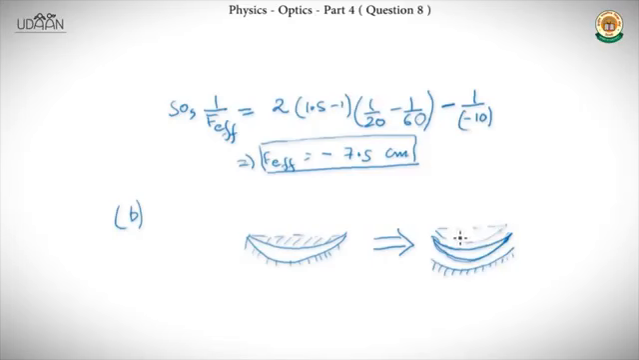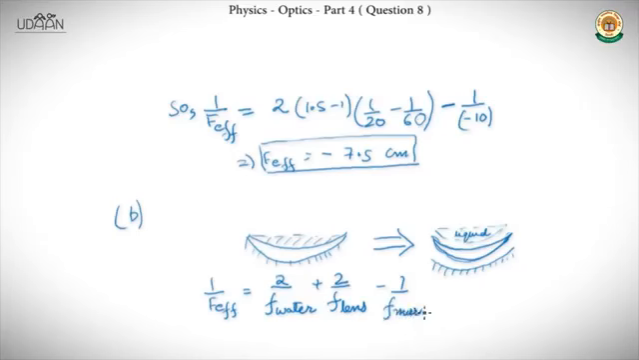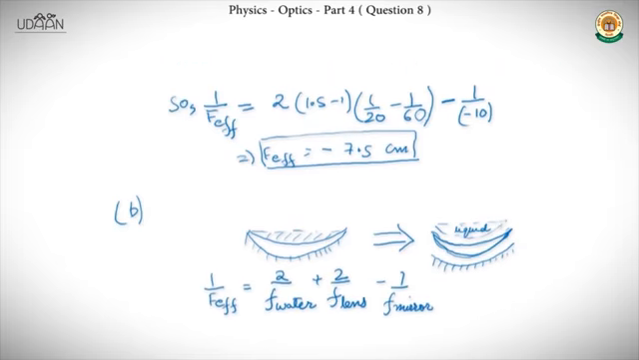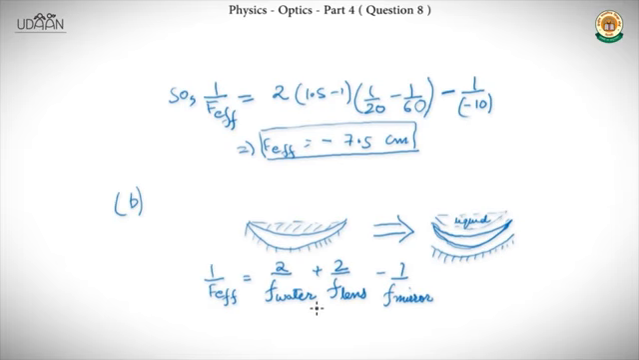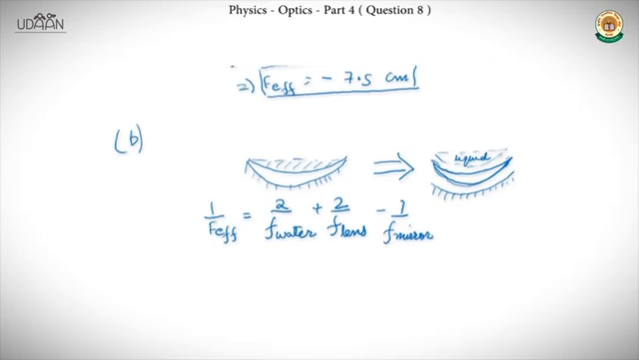This is the liquid. So in this case, 1 by f effective will be equal to 2 times the f of the liquid, which is water, plus 2 times the f of the lens minus 1 by focal length of the mirror. This is pretty straightforward as we have done part A, and an extra term of twice the reciprocal of the focal length of the lens formed by the water is added.